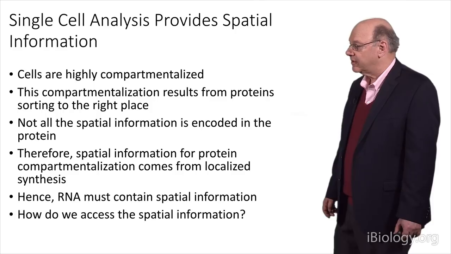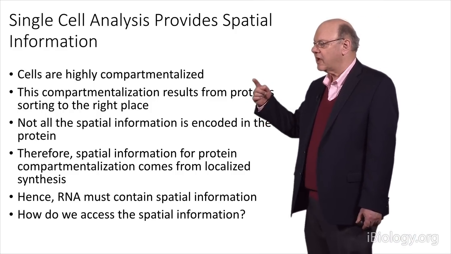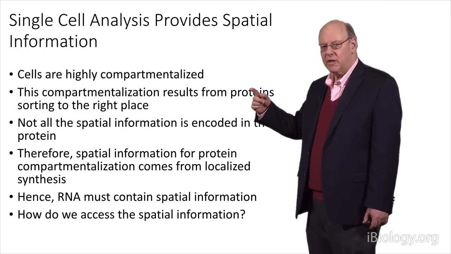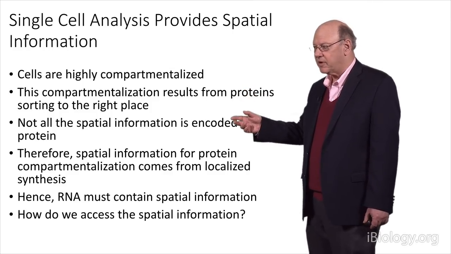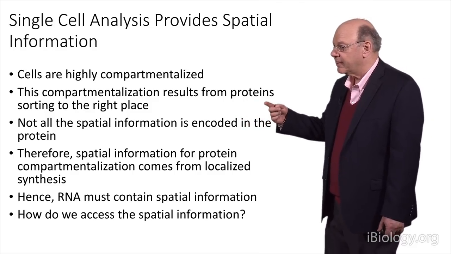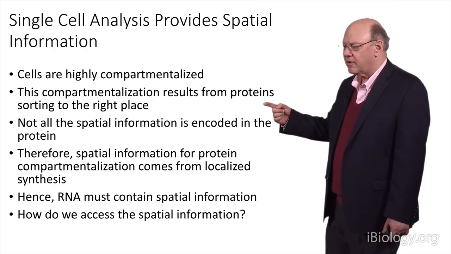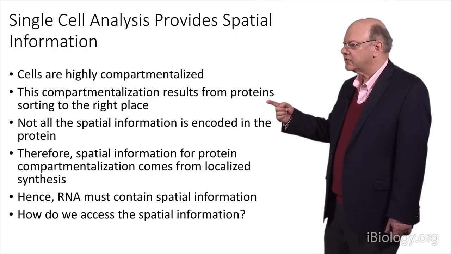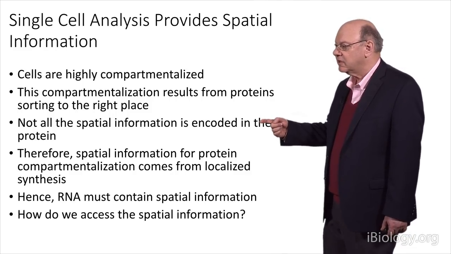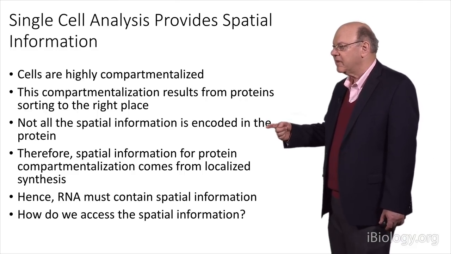And that's spatial information within the cell. So we know that cells are highly compartmentalized because they have different proteins in different parts of the cell: membrane proteins, nuclear proteins, proteins in mitochondria. And this compartmentalization results from the protein being sorted to the right place. But there isn't enough spatial information encoded in the protein to get it to the right place in the cell.